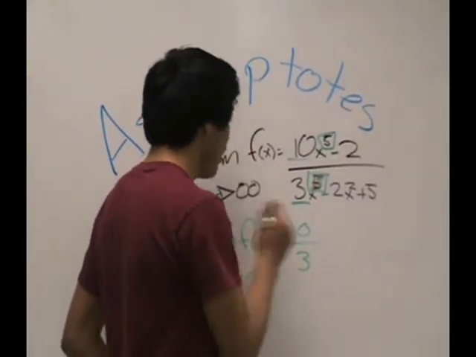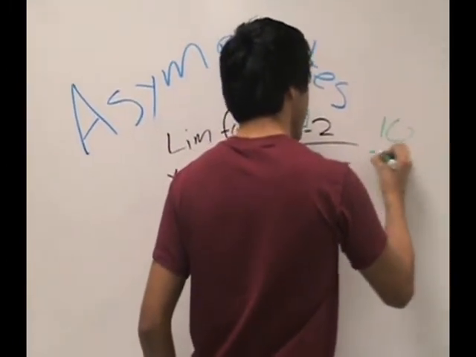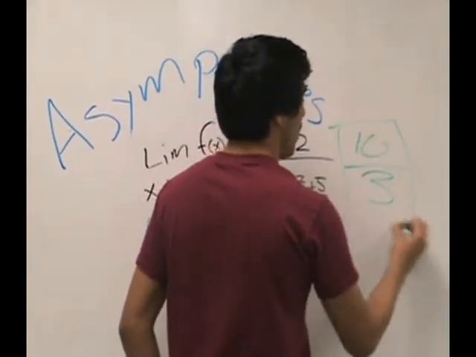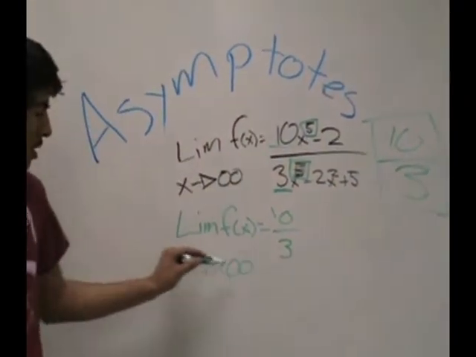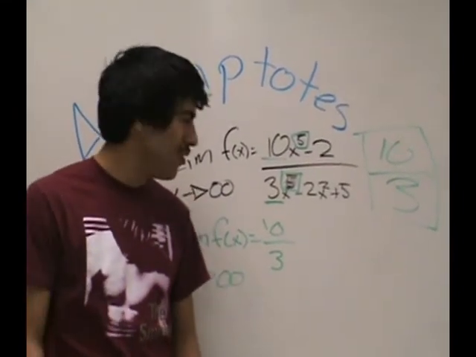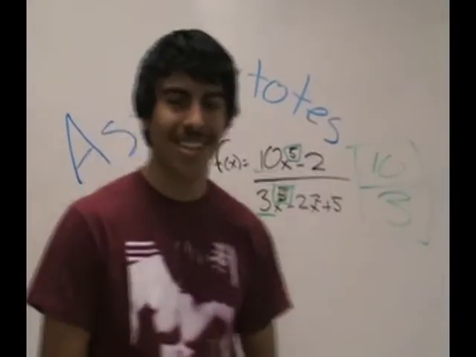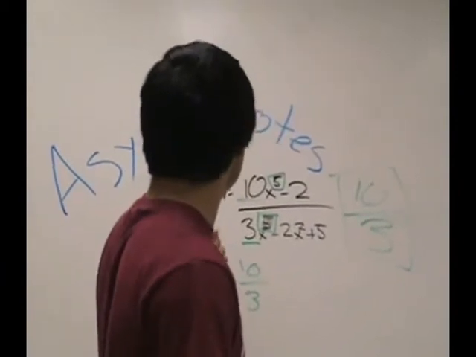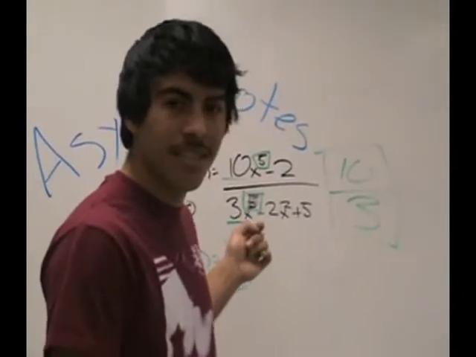Well, the limit is the coefficient of the numerator, which is 10, divided by the coefficient of the denominator, which is 3. That's our limit for f(x) as x approaches infinity. Don't forget, it's also the negative infinity, and you still get the same answer. Pretty easy, right? Now, put it to the test.